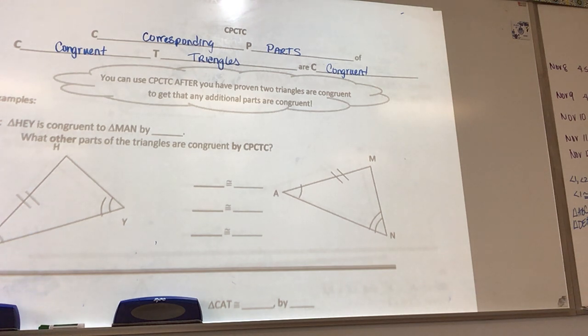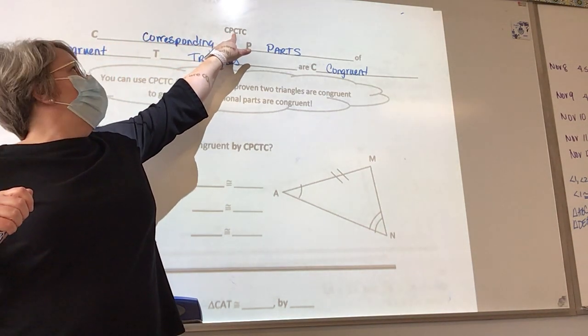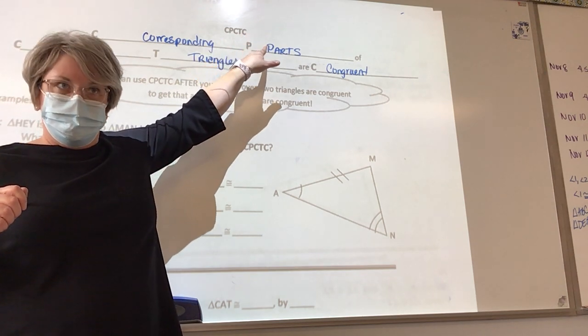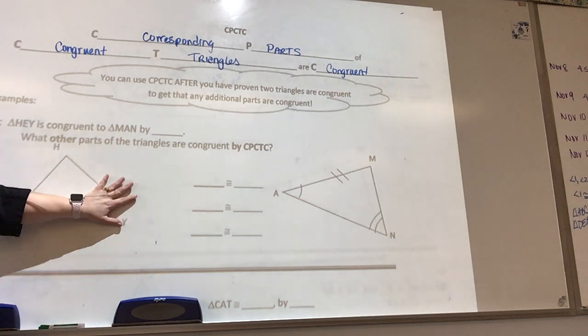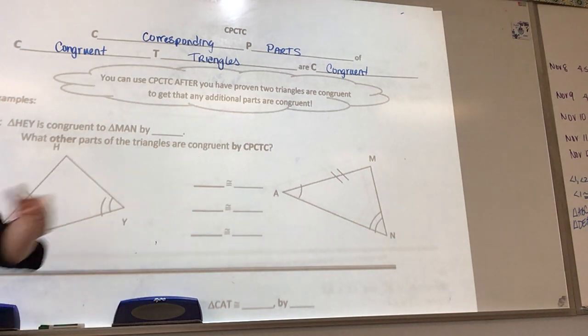Corresponding parts of congruent triangles are congruent. Okay, so say it. Are you with me? Corresponding parts of congruent triangles are congruent. Okay, so let's just look at this middle first example, number 1. If you look at these two triangles, let's pretend that we're on day 1 of these four things, okay?